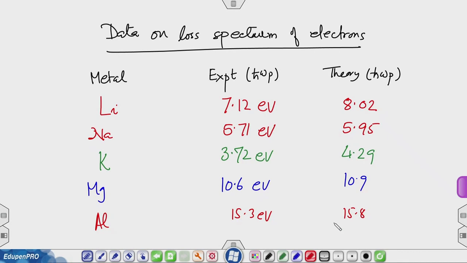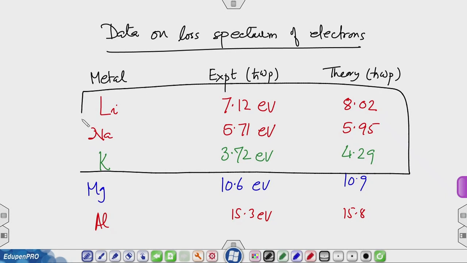So, you notice that the first three elements, the alkali elements, there is some discrepancy between theory and experiment, although they are close. They are close to about, within 10 to 15%, but slight discrepancy. Mg and aluminum, that is not the case. But it is very satisfying to see that whatever numbers come out from theory are close to experiments. Other thing you notice is that plasmon energy is of the order of 10 eV. It is very high energy, right. So, this is what solids do.